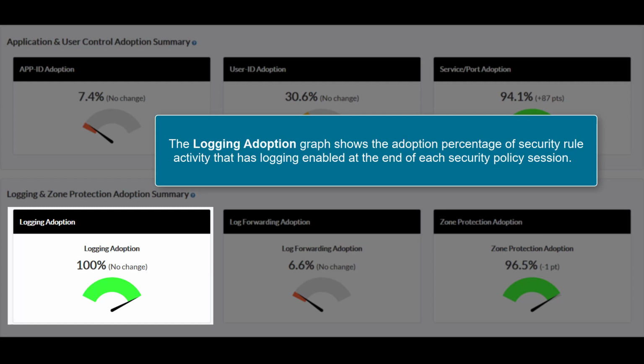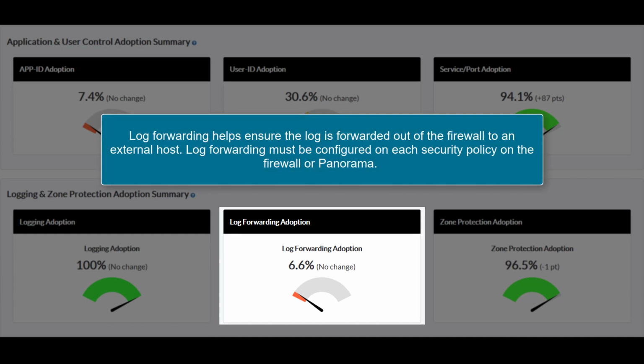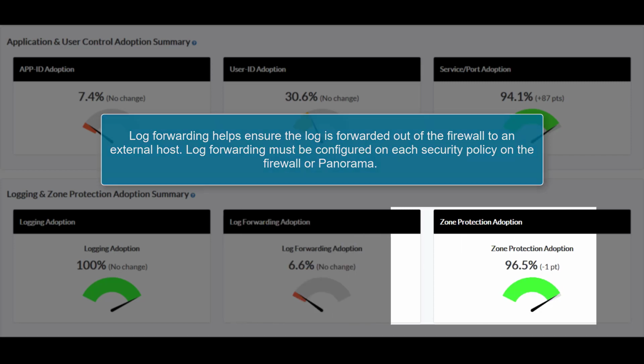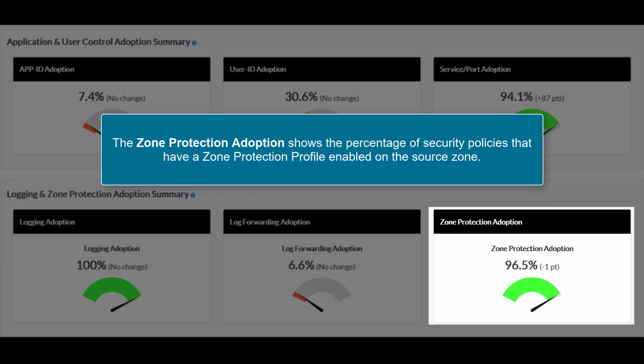The logging adoption graph shows the adoption percentage of security rule activity that has logging enabled at the end of each security policy session. It is important to log each policy. Similarly, log forwarding helps us ensure the log is forwarded out to the firewall to an external host. This must be configured on each security policy on the firewall or Panorama. The zone protection adoption shows how many security policies have zone protection profile enabled on the source zone.